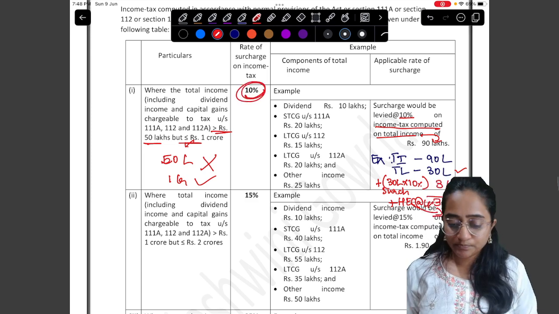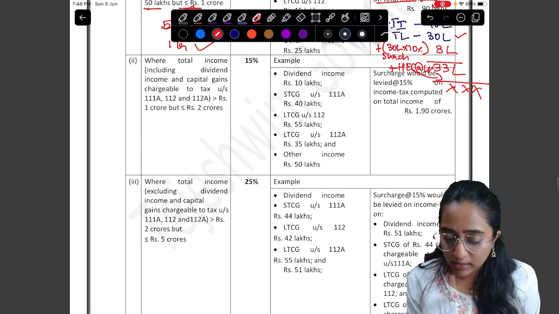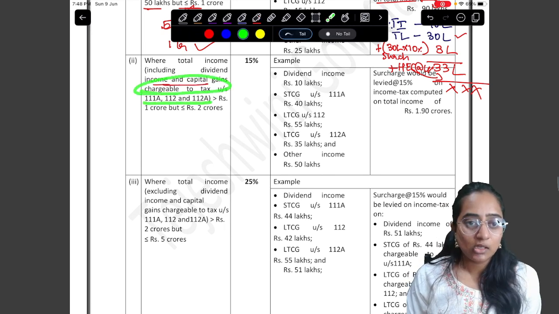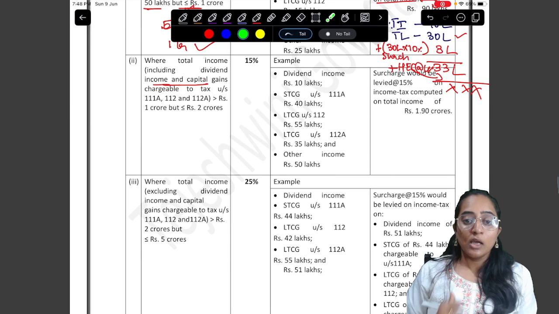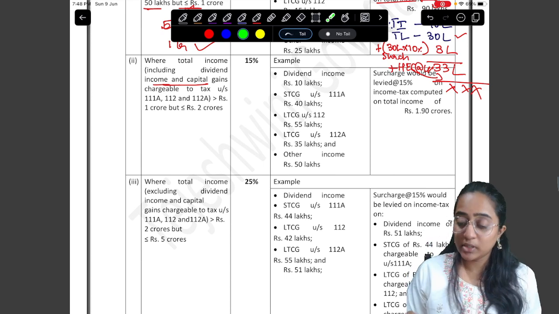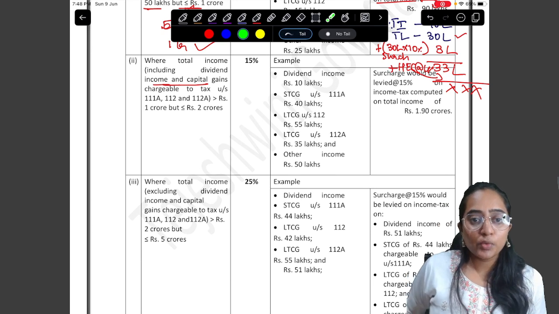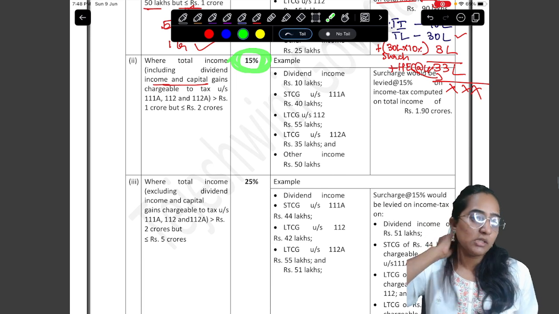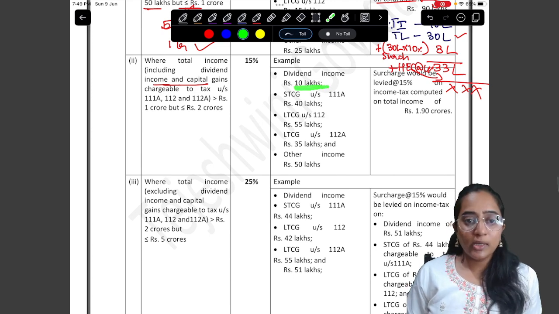This is going to be 10%. Now, where the total income, including the dividend income and the capital gain which is chargeable to tax under this section, is greater than 1 crore but less than or equal to 2 crore, what is it going to be? 15%. The surcharge which is applicable is going to be 15%. Done? No.